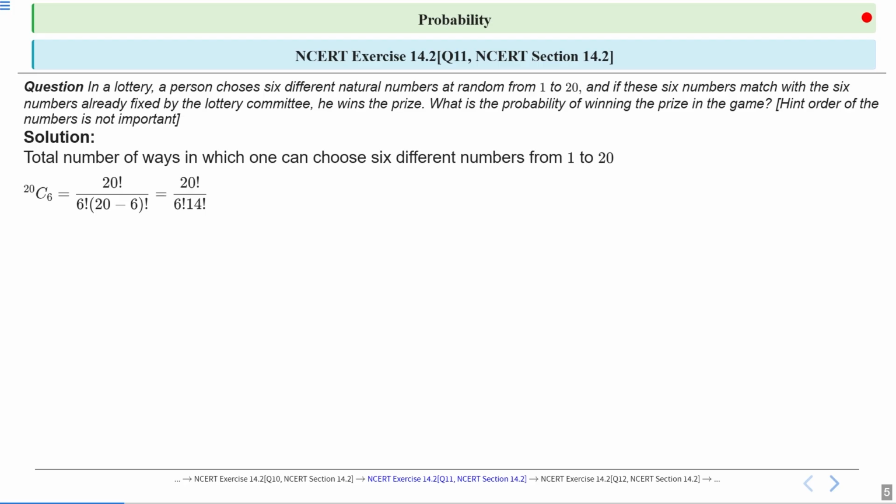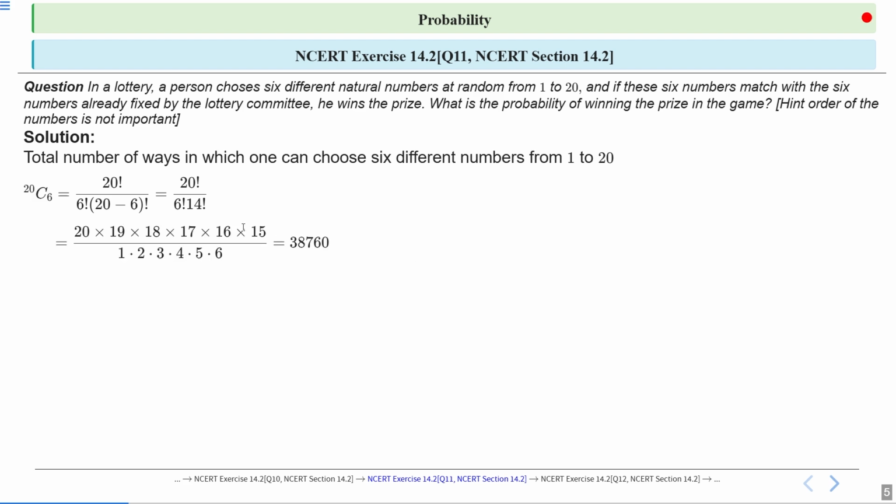You all know the combination of r numbers from n numbers, that is nCr, and you all know the formula: nCr equals n factorial divided by r factorial times n minus r factorial. If we use this formula, you can easily calculate 20C6. So 20C6 equals 20 factorial divided by 6 factorial times (20 minus 6) factorial. After simplifying, this is equal to 20 factorial divided by 6 factorial times 14 factorial. Clear?